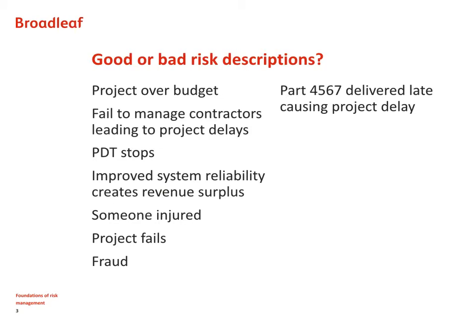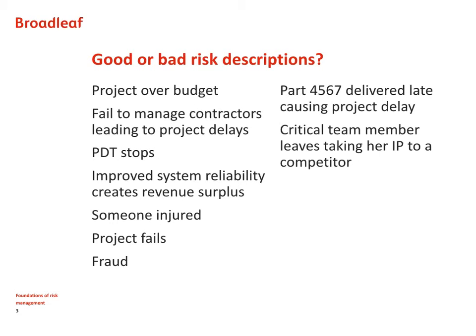This is a good risk description. Something is delivered late and that causes project delay. Similarly, a critical team member leaves taking an IP to a competitor. A security threat is probably a risk source. It's not a risk description. It certainly doesn't fit into the pattern of something occurring leading to. It's something which is already present.